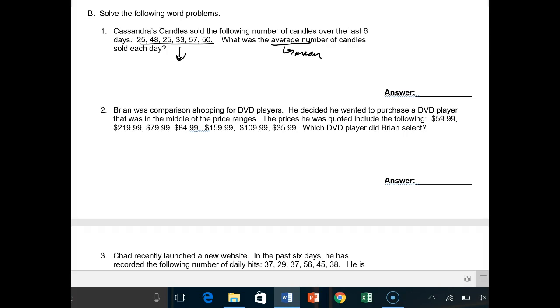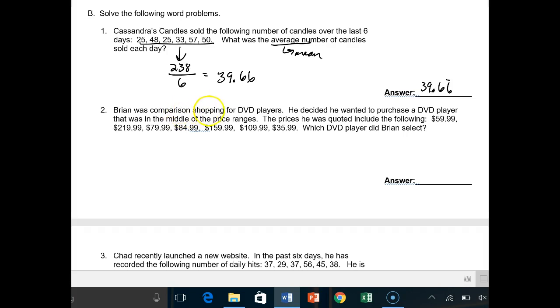So when I total up, we get 238 divided by 1, 2, 3, 4, 5, 6. And I get an answer of 39.66 repeated. So on average, she sold 39, almost 40 candles a day. I'm not going to do number 2 for you, but I want you to notice the difference.